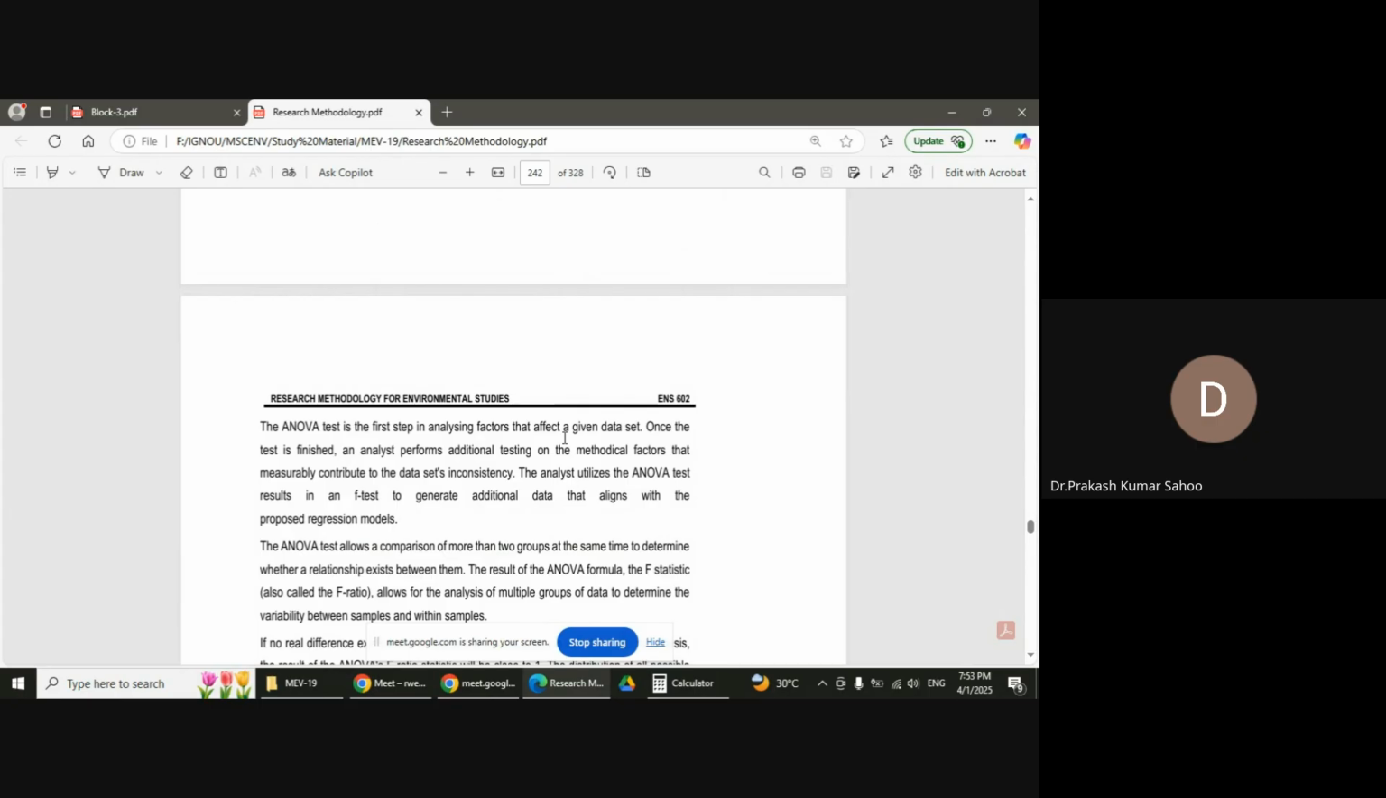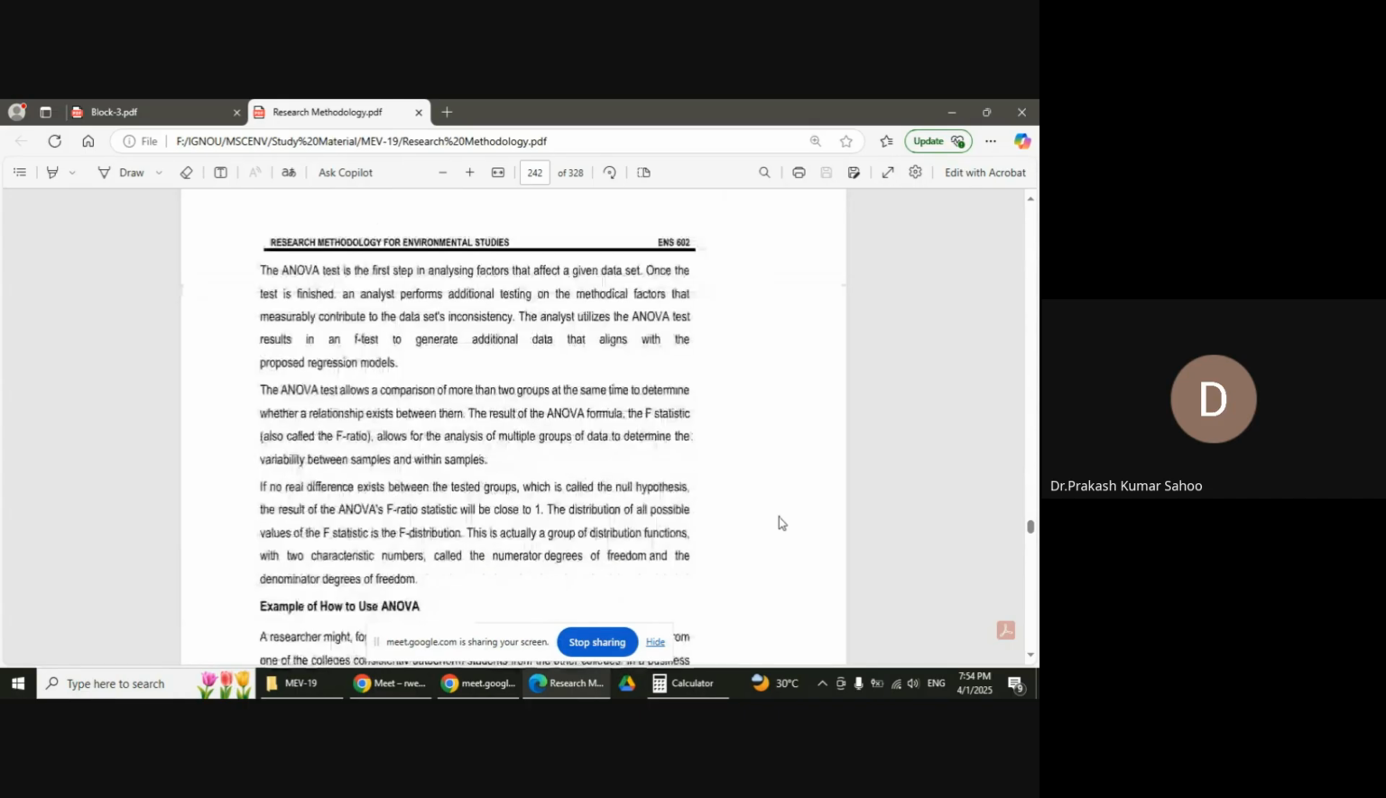So it is the first step in analyzing factors that affect a given set of data. Once the test is finished, an analyst performs additional tests on the methodical factors that measurably contribute to the data set's inconsistency. In the analysis, the analyst utilizes the ANOVA test result in an F test to generate additional data that align with the proposed regression method.